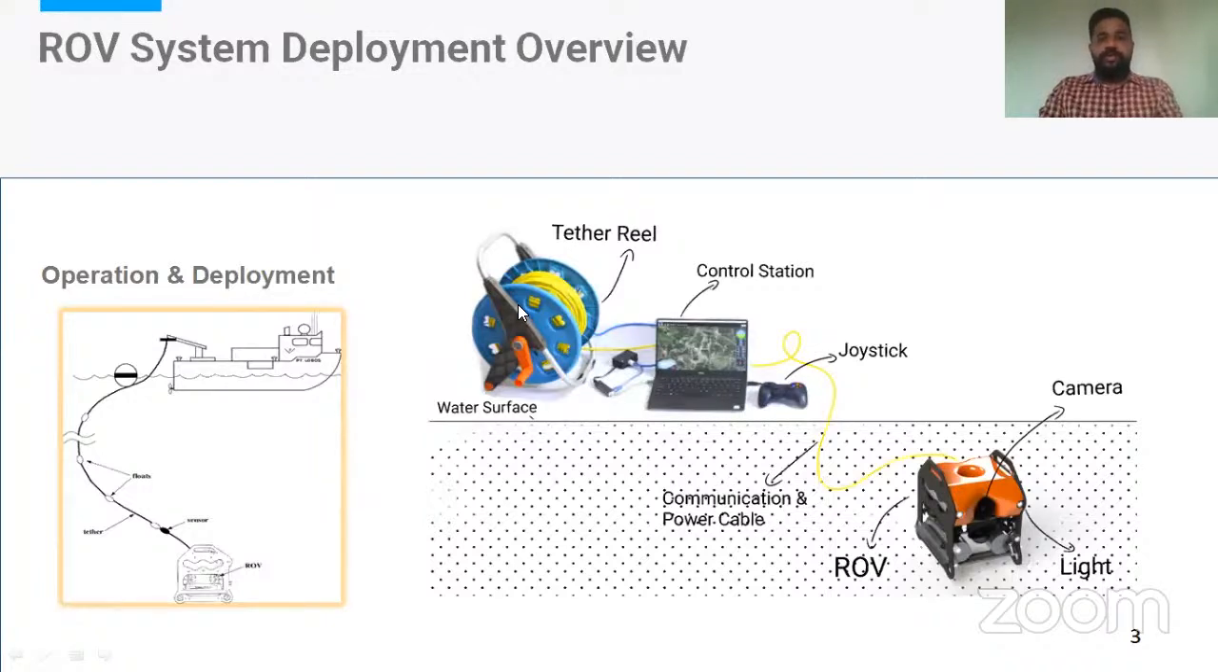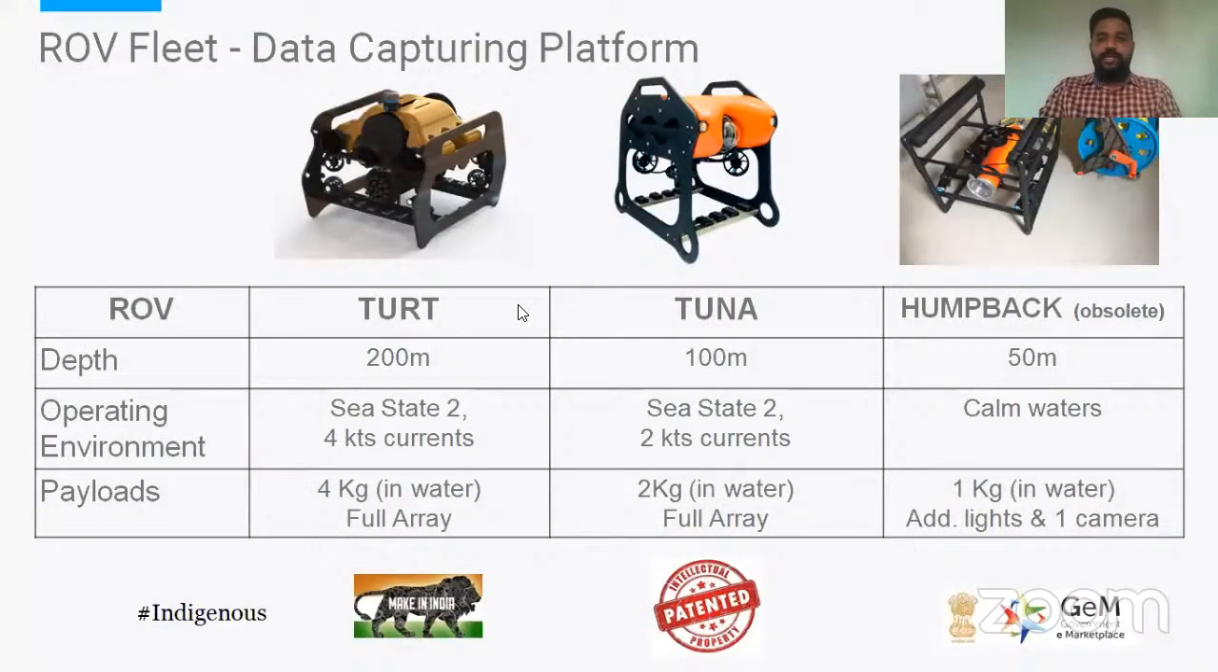We have basically two models of ROV. The Humpback, which is now obsolete, was the first model which we had tried out, and it was a bit of a rough model. We just integrated the sensors and developed our electronic module. All those things were integrated, and the rough model was used for various underwater videographic inspection services. But that is now obsolete, and we have come up with a fully fledged workhorse, IROV Tuna.